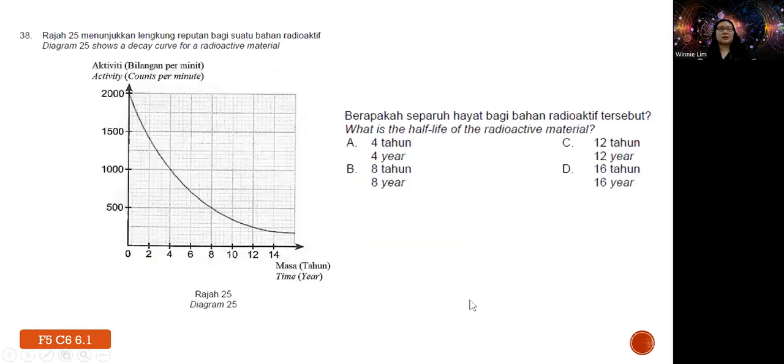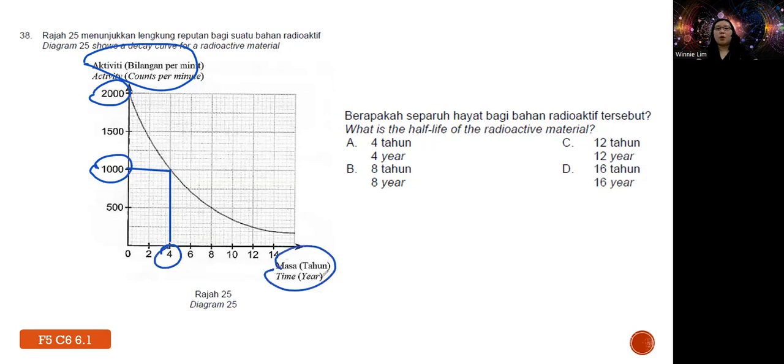Next, 38. What is the half-life of the radioactive material? This is a decay curve. To obtain the half-life, you look at the activity or amount of mass. From 2000, half of it is how much? 1000. Then you do the interpolation. Go horizontal, go down. So it's 4. You need to be careful with the structure. You don't only write 4, but 4 what? 4 years. So the answer is A.